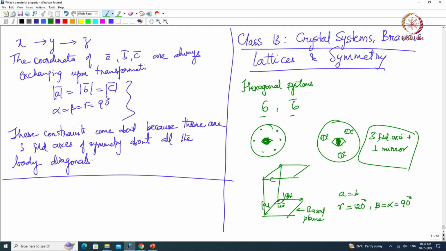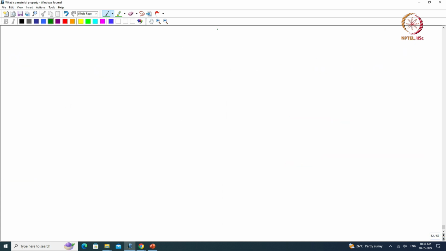So, for example, this plane is what is called a prismatic plane. Right. So, that is how we define a hexagonal unit cell, but in general, right.